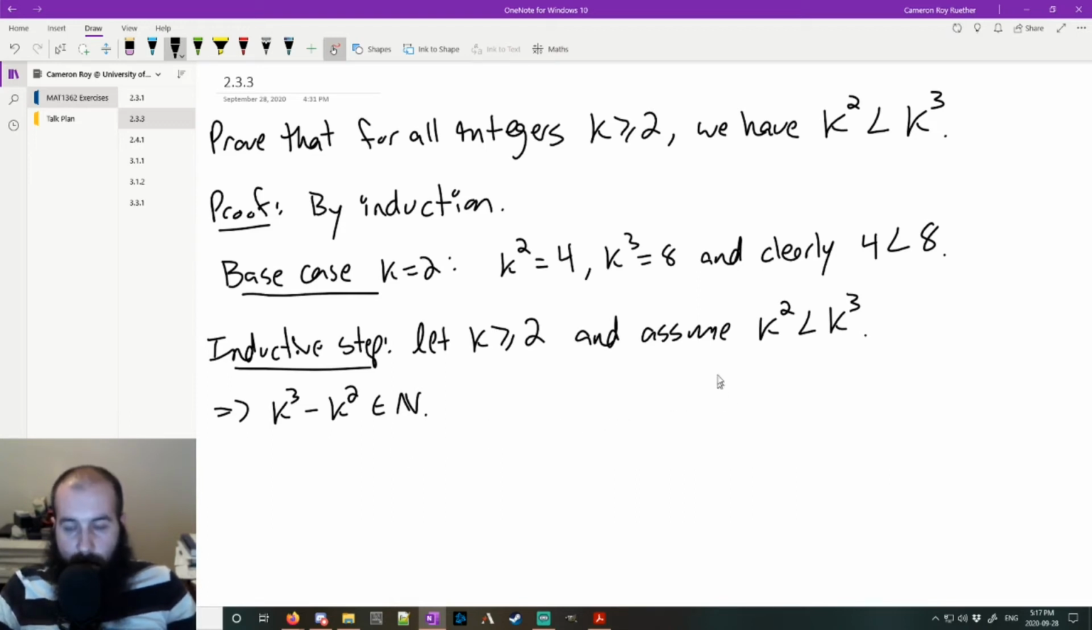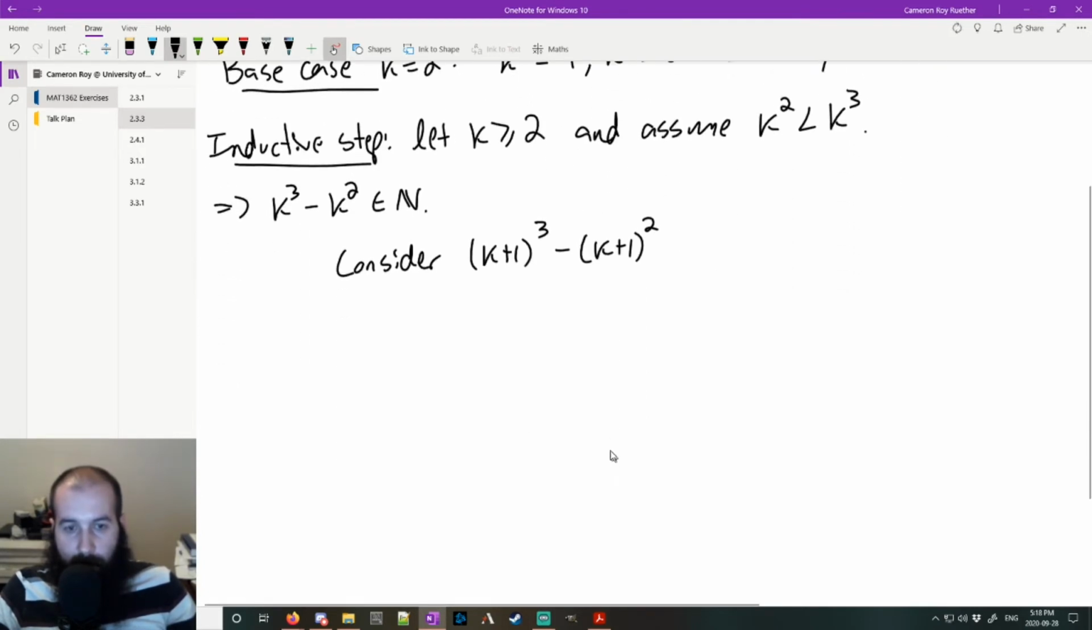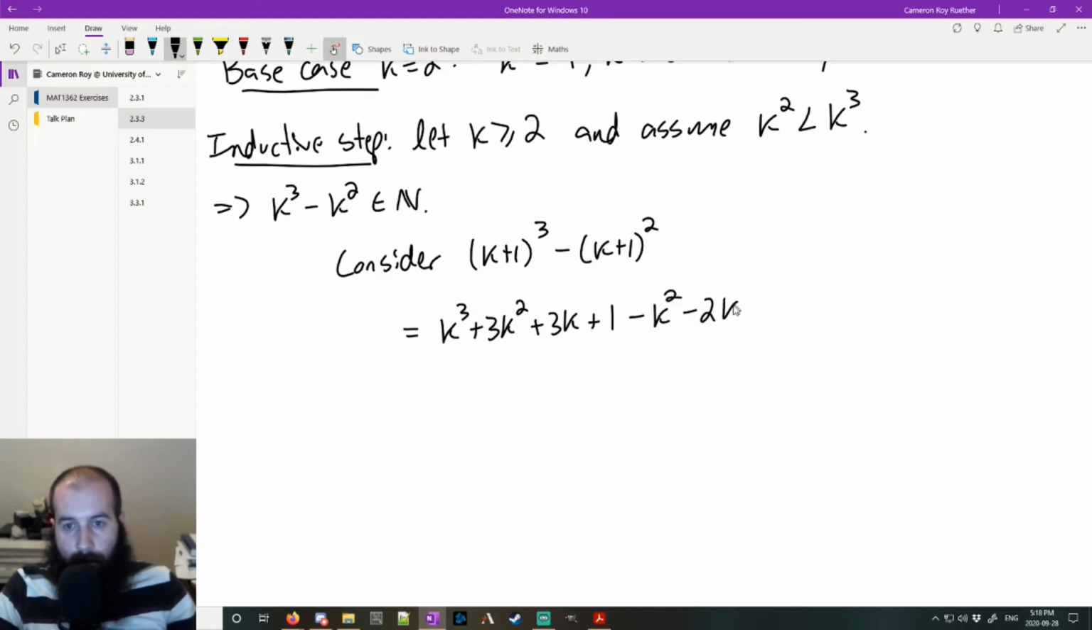Now, since we want to work towards this expression at k plus 1, I'm going to consider (k plus 1) cubed minus (k plus 1) squared. By showing that this is natural, we can then conclude that (k plus 1) cubed is larger than (k plus 1) squared. So first, we can just expand this to get the following. And we can regroup it like this.